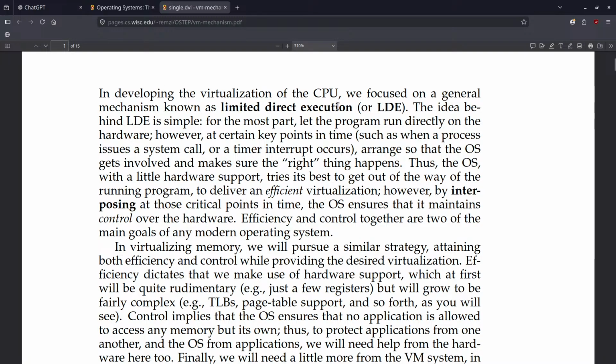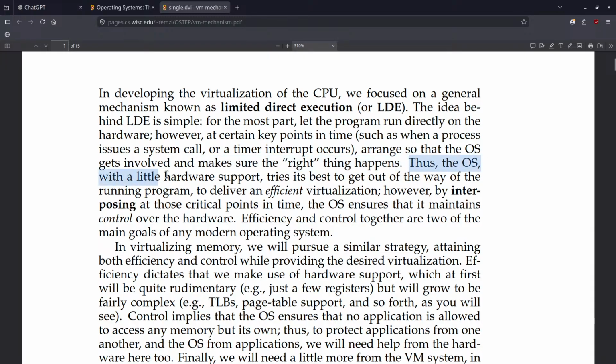Okay, the idea behind LDE, limited direct execution: for the most part, the program runs directly on the hardware. However, at certain key points in time, like a system call, arrange so that the operating system gets involved and makes sure the right thing happens.